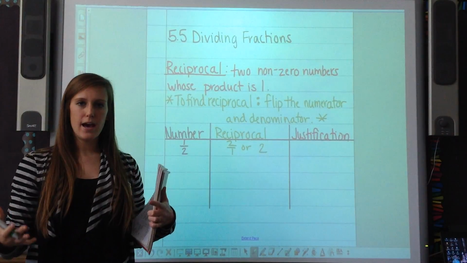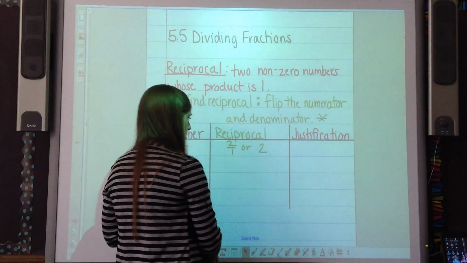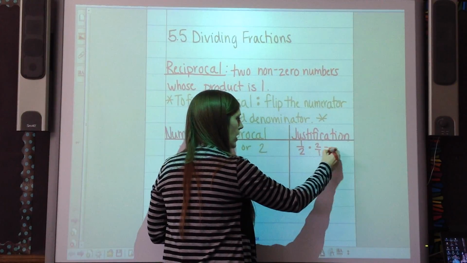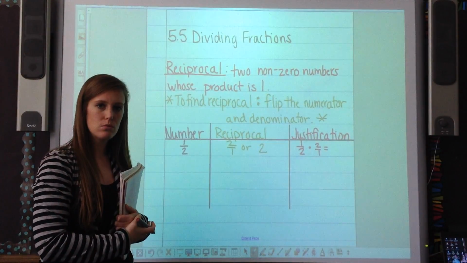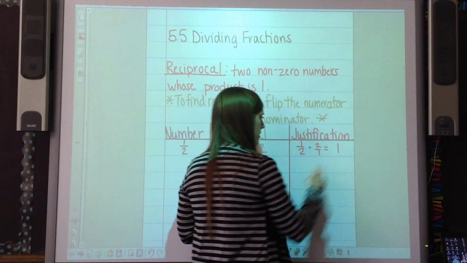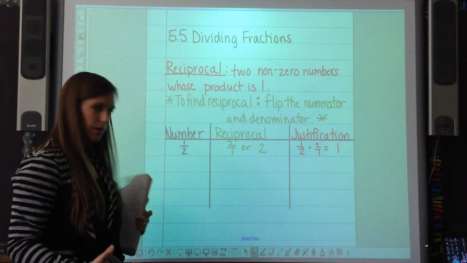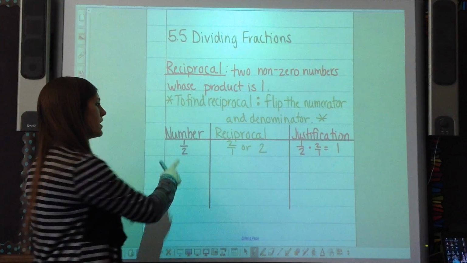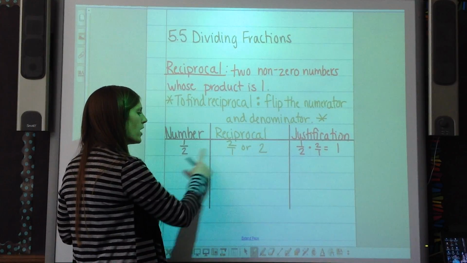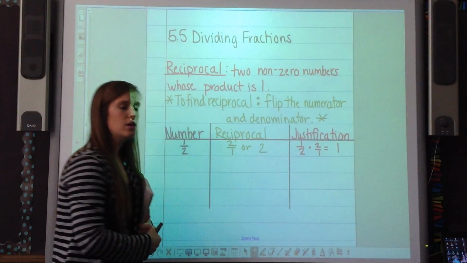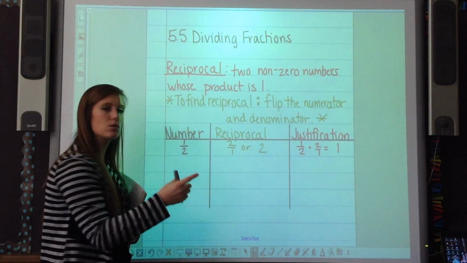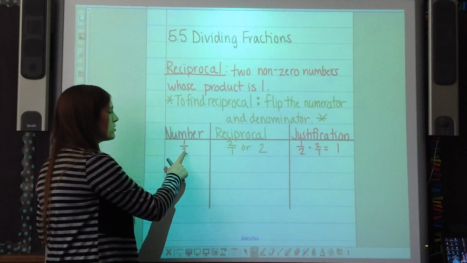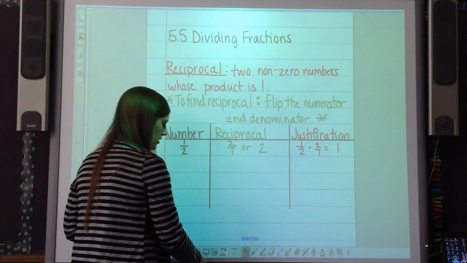Okay, why are 1/2 and 2 reciprocals? Well, when you multiply 1/2 times 2/1, you get 2/2. 2 divided by 2 is 1. So, again, the definition of a reciprocal is two non-zero numbers whose product is 1. 1/2 times 2/1, or half of 2, is 1. So 1/2 and 2 are reciprocals because when they're multiplied together, they equal 1. To find a reciprocal, you just flip the fraction over.